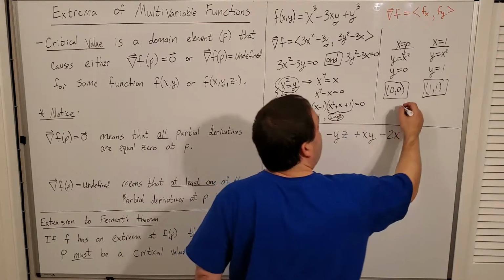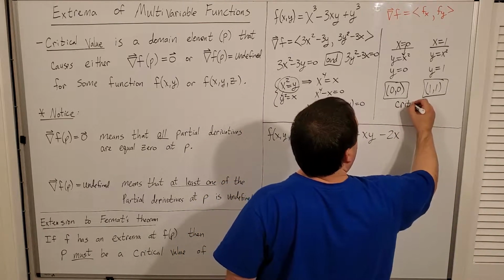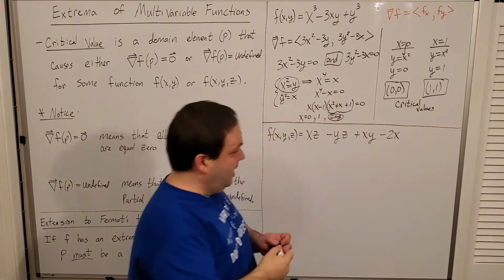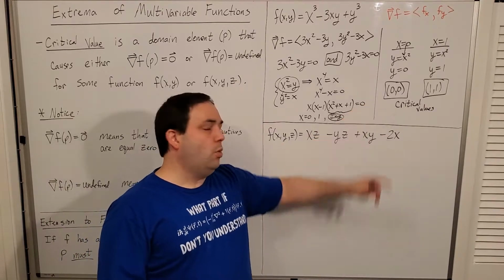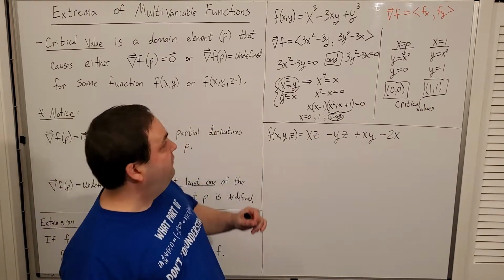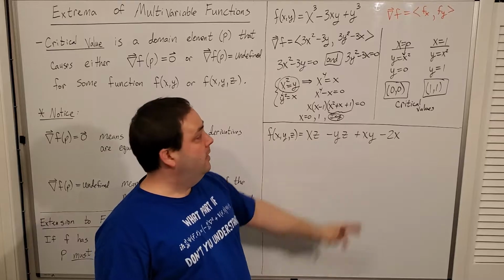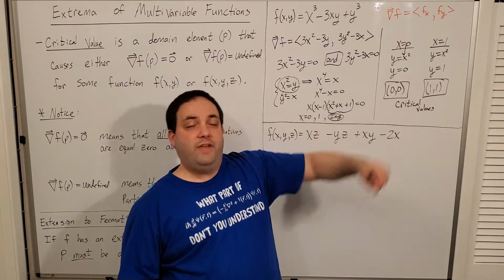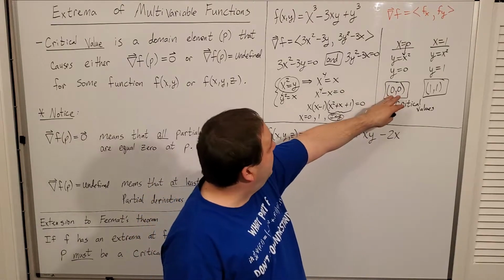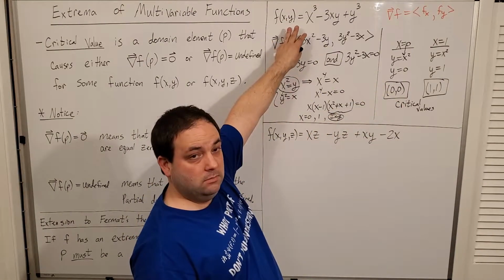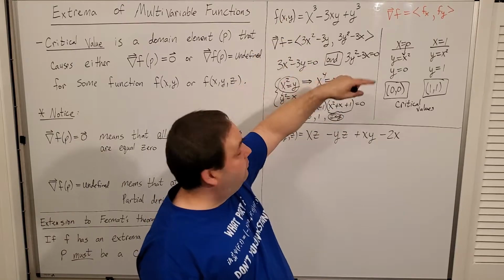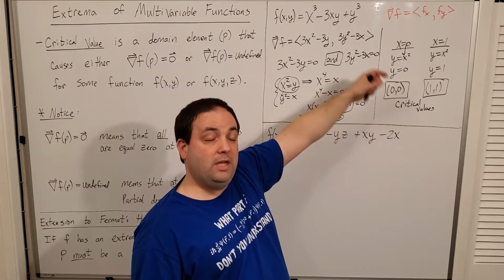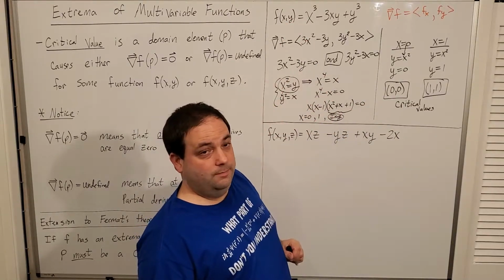Both of these are critical points or critical values. You've got to be careful with saying critical points, because those two are not points on the surface of f of x, y. Those are points from the domain of f of x, y. I would then take the (0, 0) and plug it in and get (0, 0, 0). That would be a critical point because that's a point on the surface.